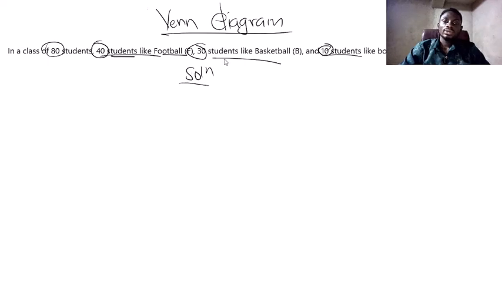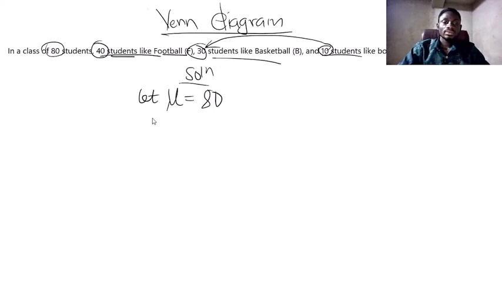And then when you come to basketball, 30 students like basketball. It means that if I want to find the number of students who like only basketball, then I need to subtract 10 from the 30 students to give me the number of students who like only basketball. Right. So using set notation, we can represent the number of students in the class as the universal set U. So we can let U be equal to 80 students.